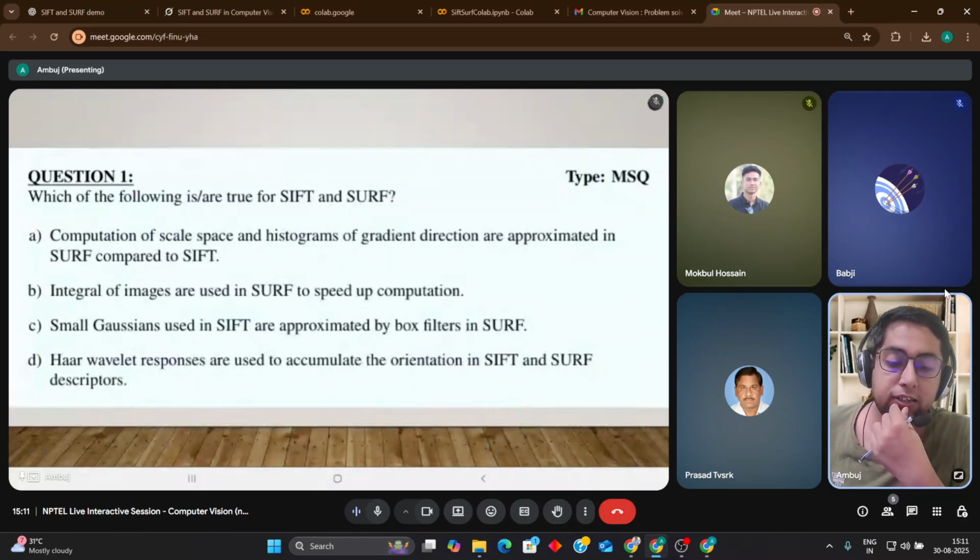Moving forward, the very first question for today's session is this one. Which of the following is/are true for SIFT and SURF? Option A: computation of scale space and histograms of gradient direction are approximated in SURF compared to SIFT. Option B: integral of images are used in SURF to speed up computation. Option C: small Gaussians used in SIFT are approximated by box filters in SURF. Option D: Haar wavelet responses are used to accumulate the orientation in SIFT and SURF descriptors.